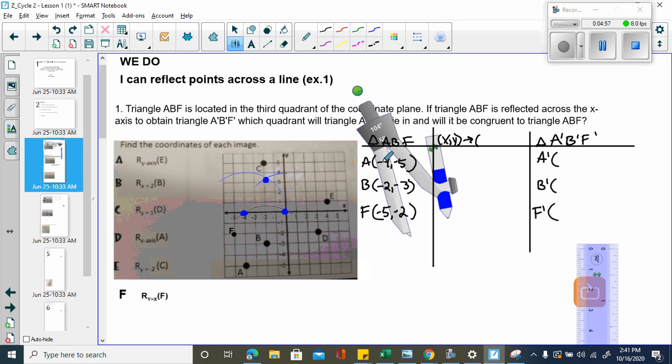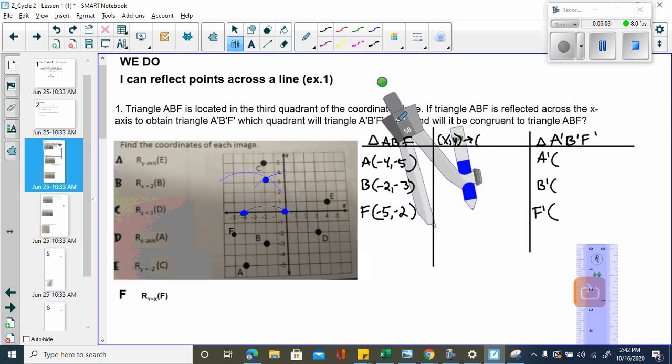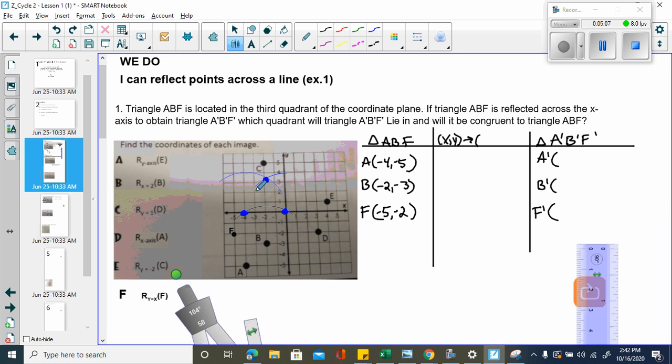Okay, I can see that coordinate where they intersected. That's going to give me the coordinates for point B prime. So this is where B prime is located.